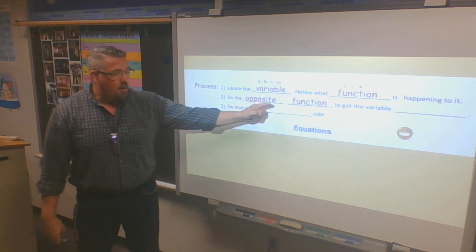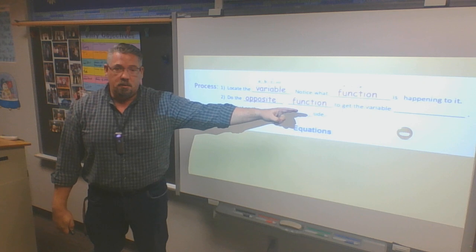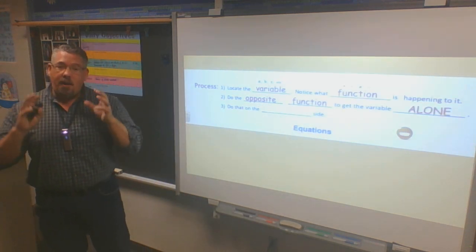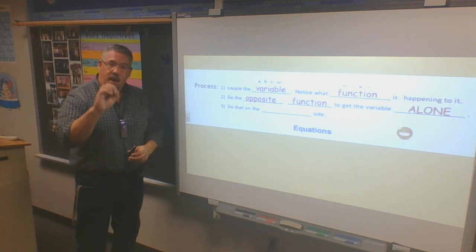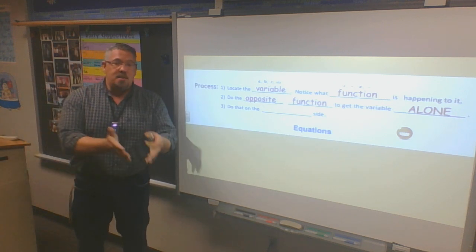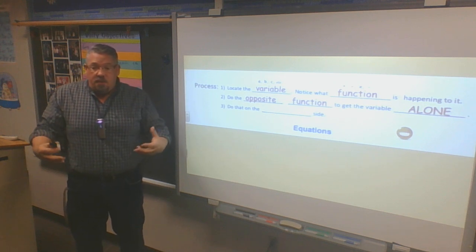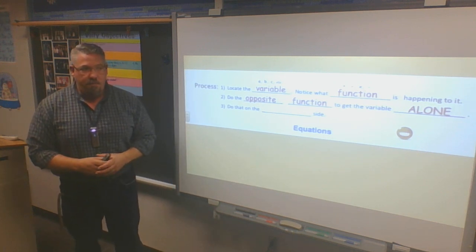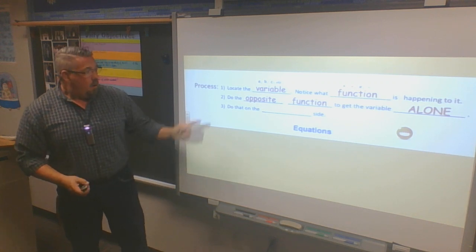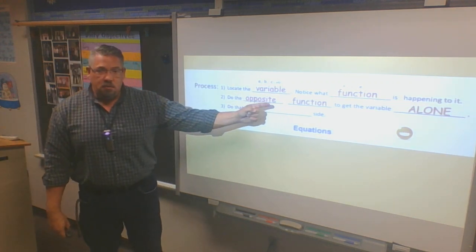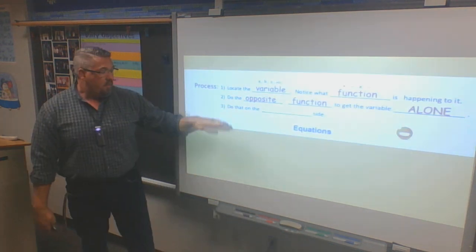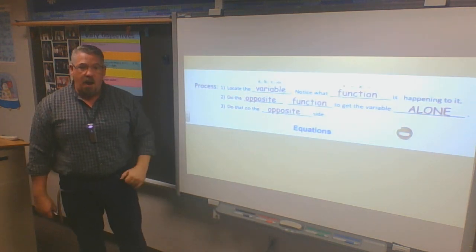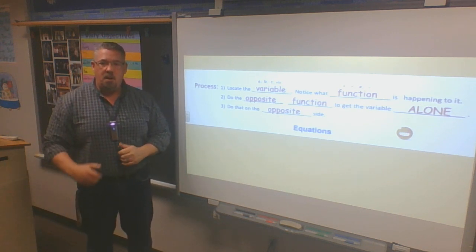But I do that so that I can do what with my variable? To get the variable alone. That's my goal every time. If there's an A there for my variable, I have to have A is equal to. If there's a T there, I have to have T is equal to. That's my ultimate goal, to be able to tell what my variable is. Once I do my opposite function to get my variable alone, then I'm going to do that, the opposite function, on the opposite side.